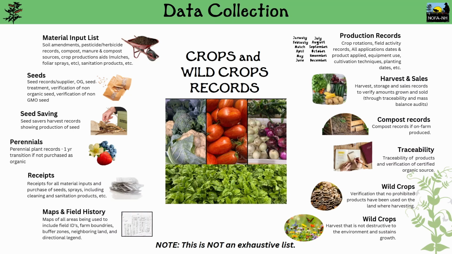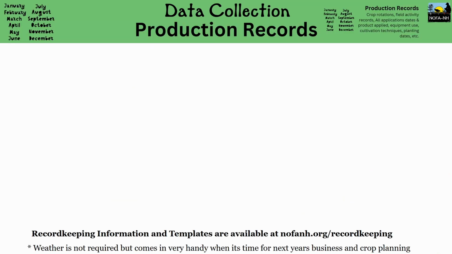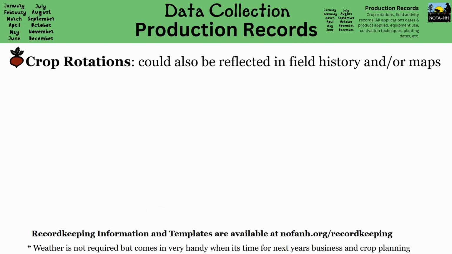Let's look at some of these required records in more detail. Production records are a large portion of the data required. Because this information is recorded as the season progresses, sometimes it's the hardest data to capture. Fortunately, there are several overlaps and much of the production data can be captured simultaneously. For instance, crop rotations, they need to be shown.